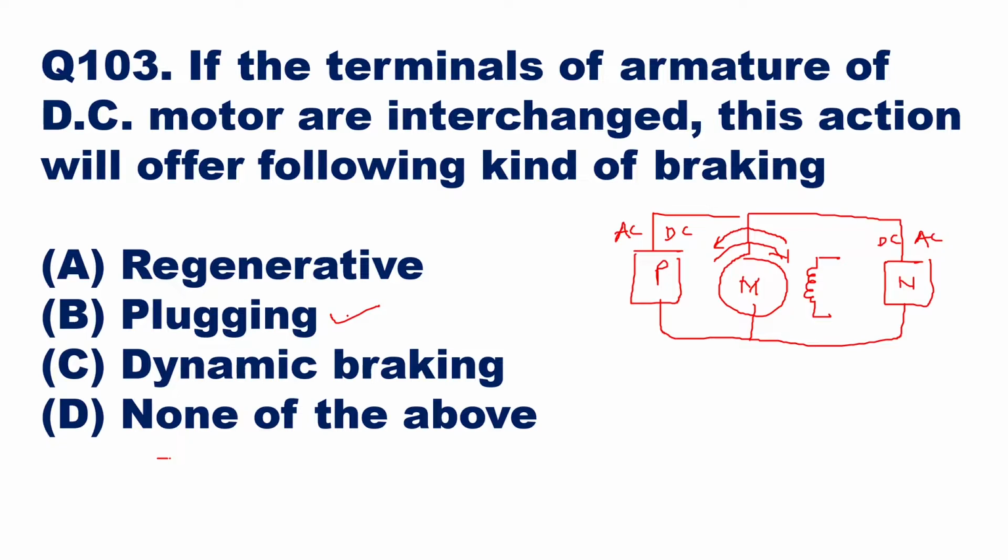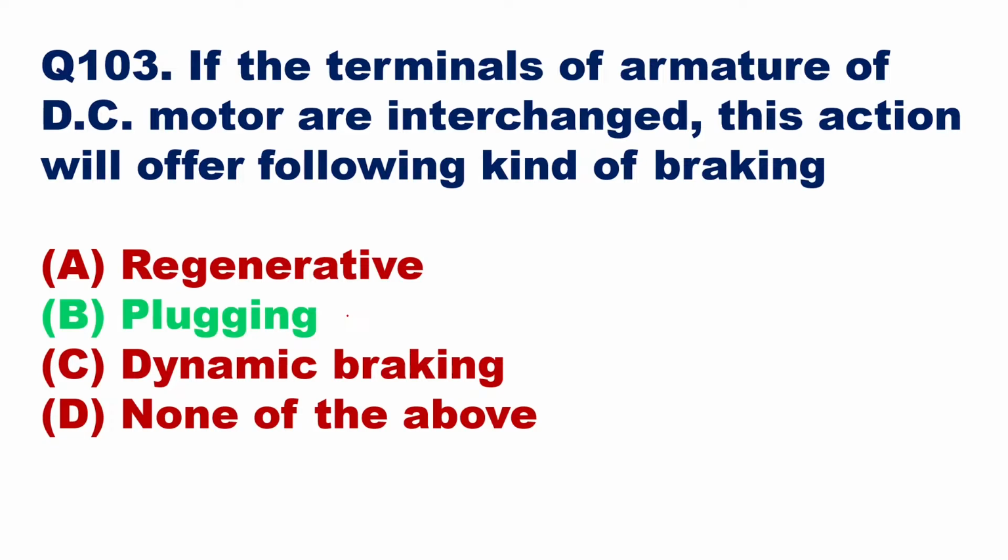So here you have to remember the P converter and N converter operation. By making the P converter on, you rotate the motor in one direction. If you make the N converter on and the P converter off, you can make the motor run in the other direction. So initially you turn on P, then turn off P, turn on N, then turn off N. Both the torques, one clockwise and one anti-clockwise, when they become equal to each other, obviously the motor stops. This type of braking is called plugging. So here you can see option B, plugging, is the right answer.